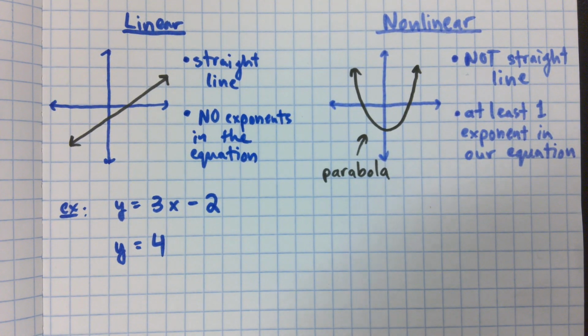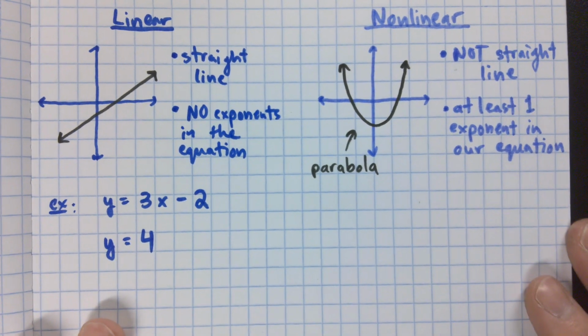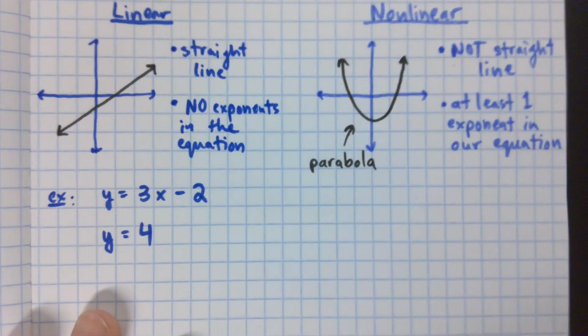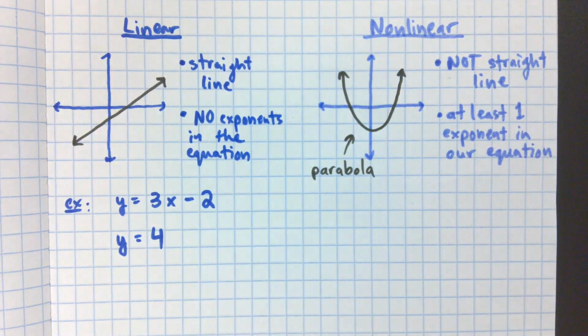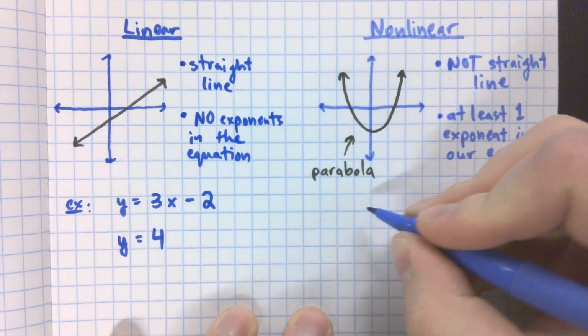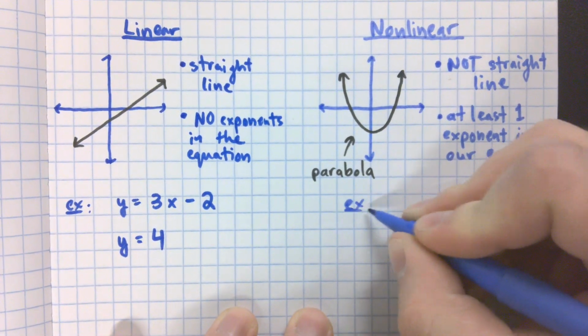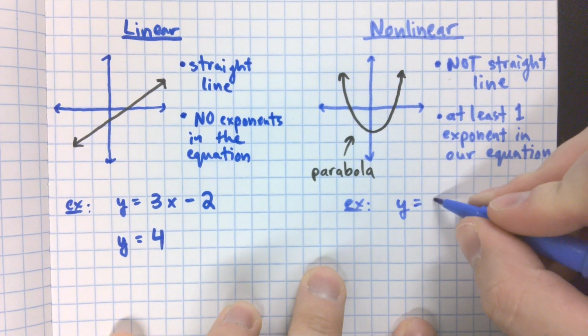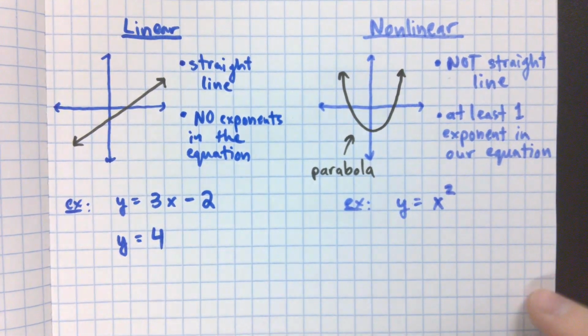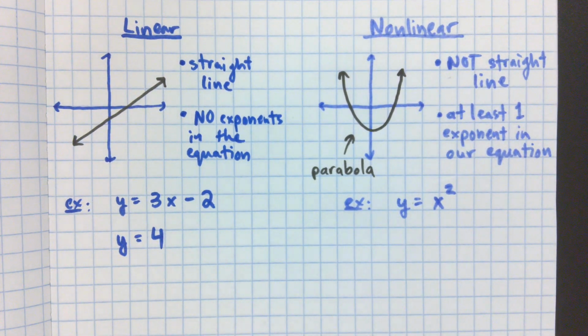Now again, this is going to be a brand new idea for us, which I love. A lot of this stuff is kind of review from last year, except for this. So some nonlinear equations might look something like this. For example, we could have y is equal to x squared. We have at least one exponent in our equation. We know right away that it is nonlinear.